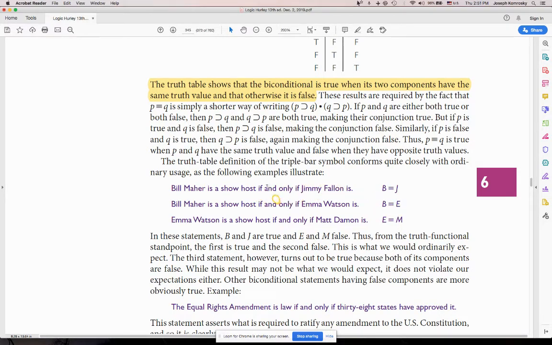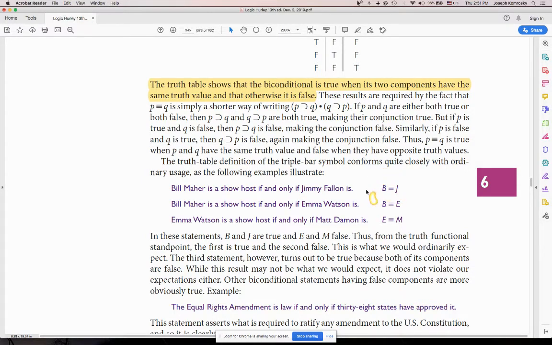And this is a biconditional. It's two conditionals going the opposite way. So if you could see this in your head, this would say B horseshoe J, and it would say J horseshoe B. And when you have both conditionals going the opposite way, you have a biconditional.